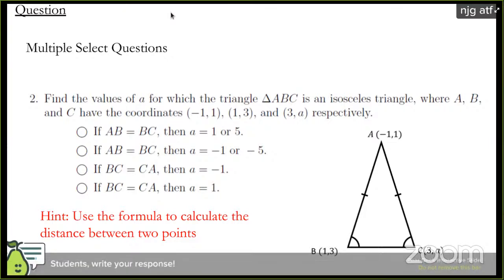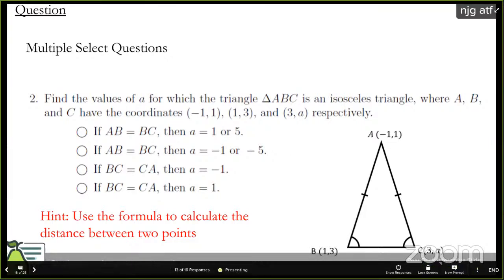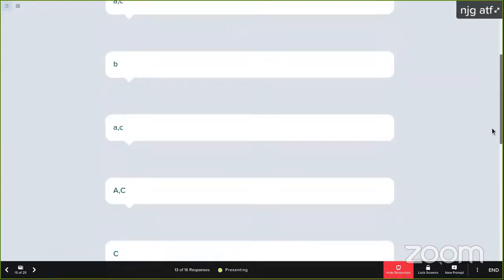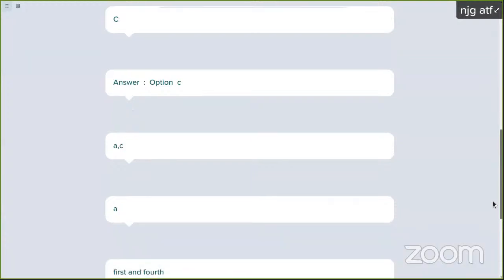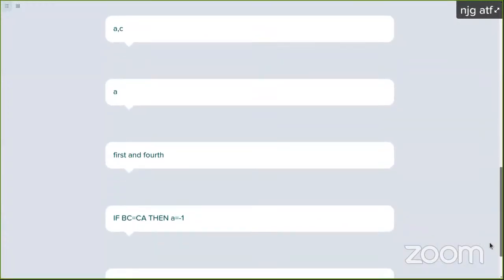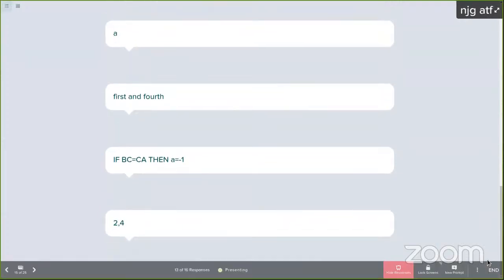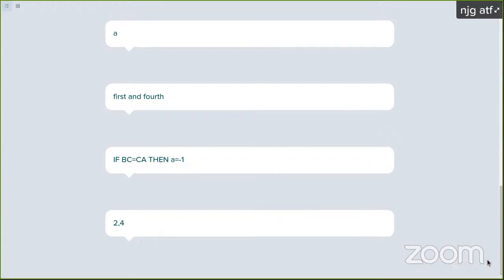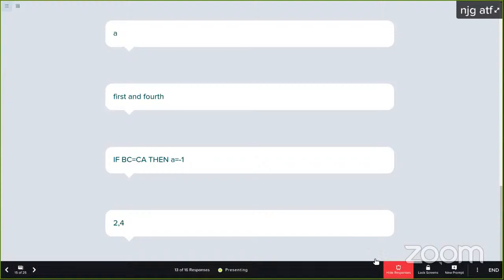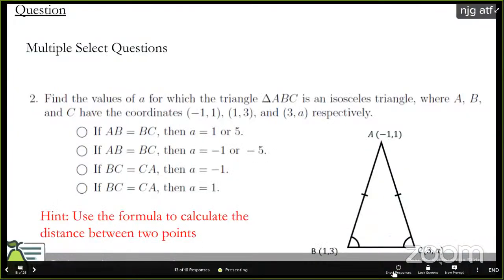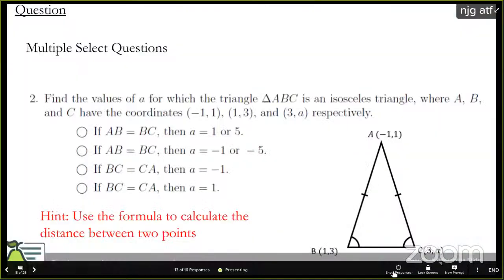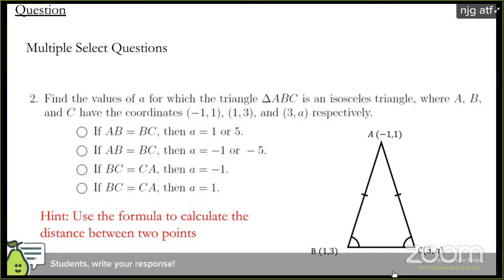Okay, done. Yes, sir. So we got answers like A, C, and A, C, B. A and C, and option C only. A first and fourth. 2 and 4. So if BC is equal to CA, then a is equal to -1. So we wanted to say C. Right. Then we got a mixed-up answer now.